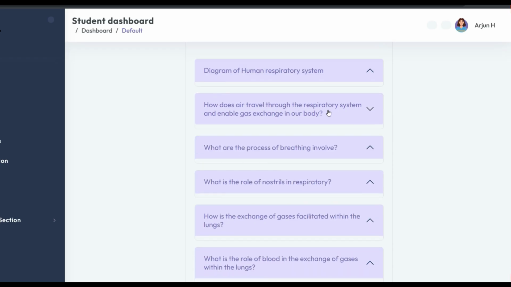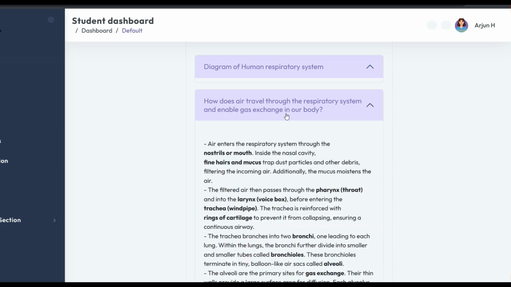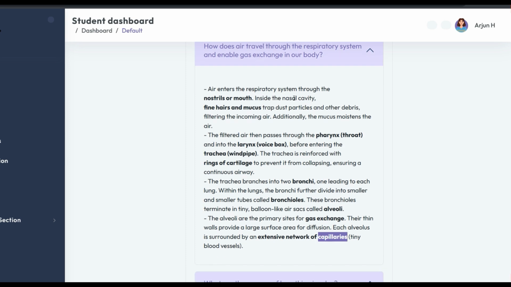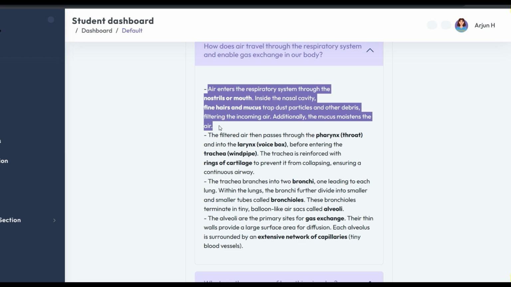How does air travel through the respiratory system and enable gas exchange in our body? So air enters the respiratory system through your nose or the mouth, nostrils that is. Inside the nasal cavity, we have fine hair and mucus that traps dust particles and other debris, filtering the incoming air. Additionally, the mucus moistens the air. So there's a certain reason that we need to, whatever the situation may be, try to breathe through the nose. That's one of the reasons.